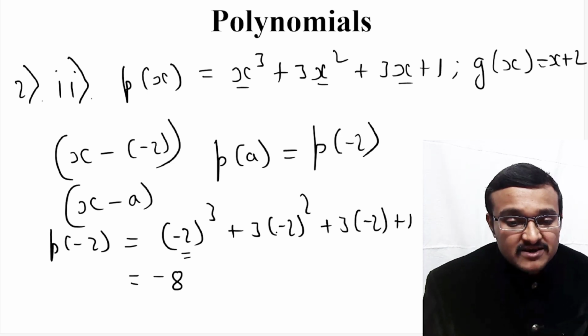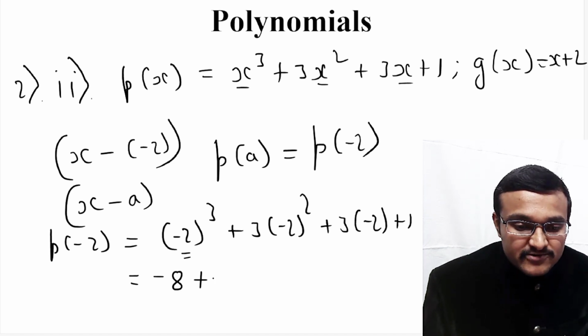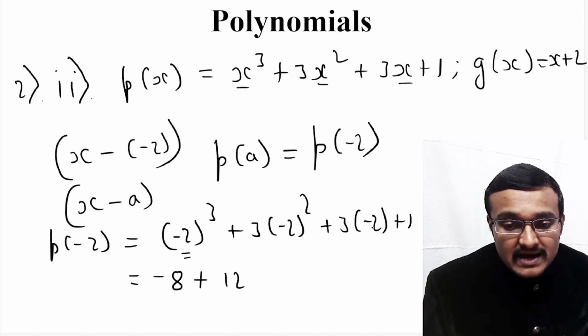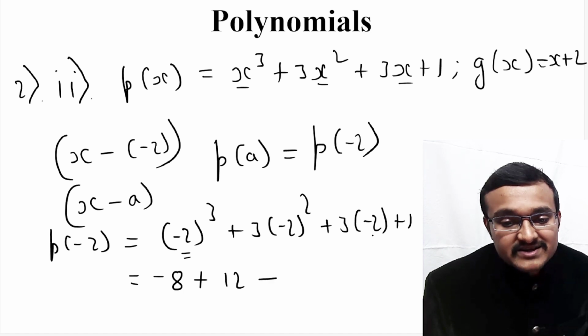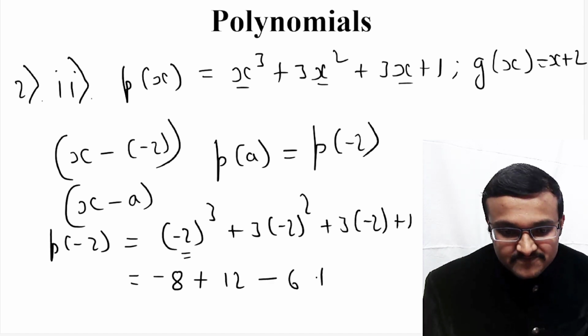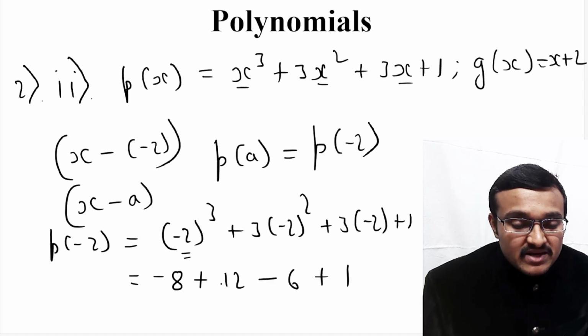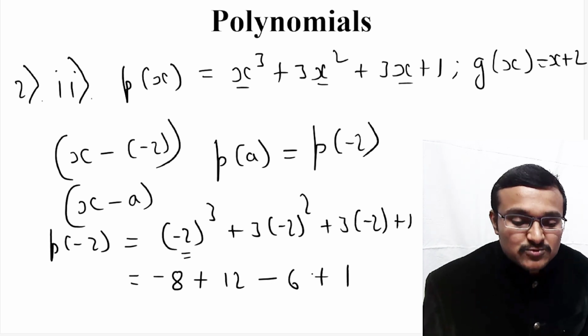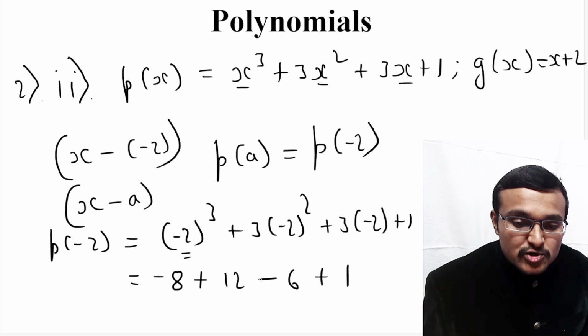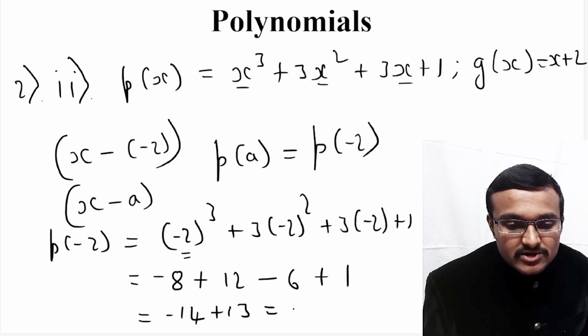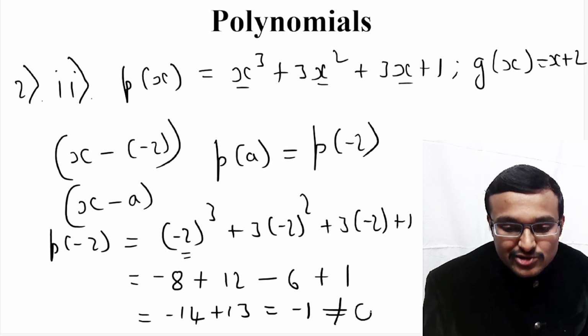Here minus 2 whole square is there, so minus into minus becomes plus, 2 square is 4. So that means 4 into 3, so 3 into 4 is 12. Again here you have minus 2 into 3, so plus 3 into minus 2. Plus into minus is minus, 3 into 2 is 6, plus 1. Minus 8 plus 12 minus 6 plus 1 is there. So minus 8 minus 6 is minus 14. 12 plus 1 is 13. So that is minus 14 plus 13, which is equal to minus 1, which is not equal to 0.